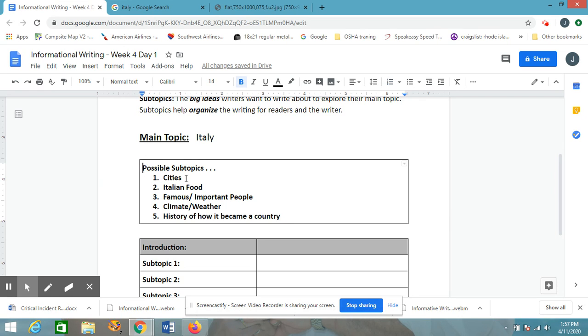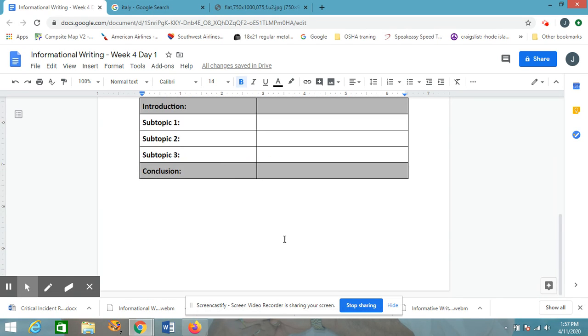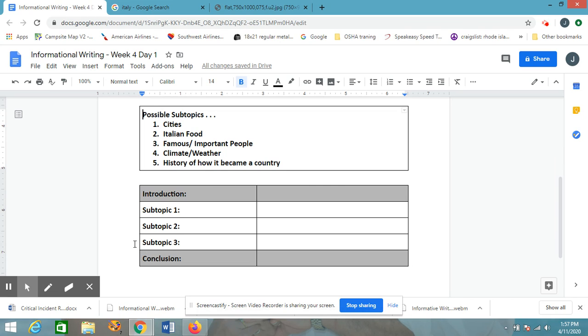This first box, possible subtopics, is just to brainstorm a little bit more than we need, which is always good, because now when I put it in my outline right here, now I can choose three of these. And what three am I going to choose?